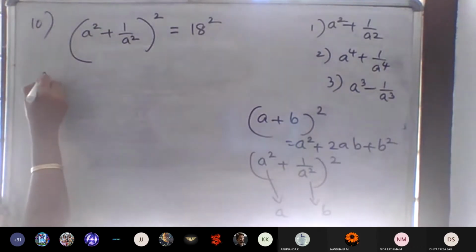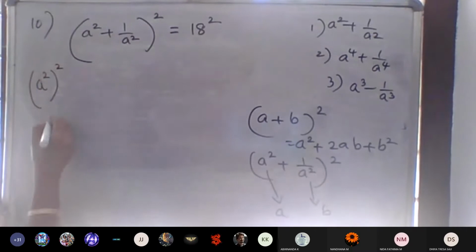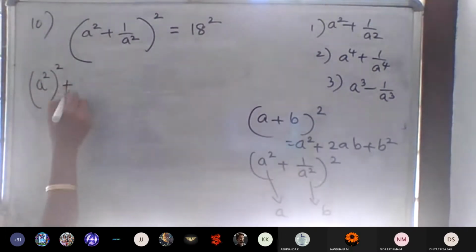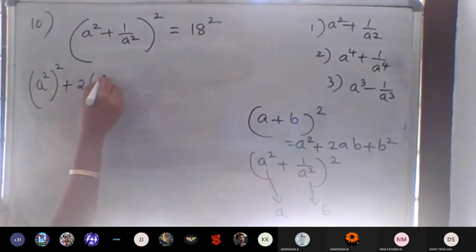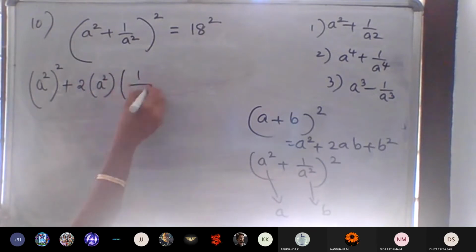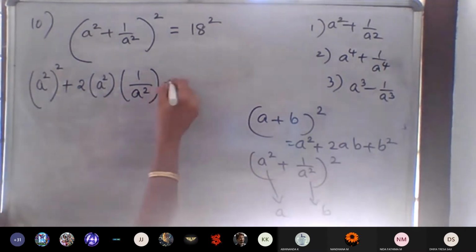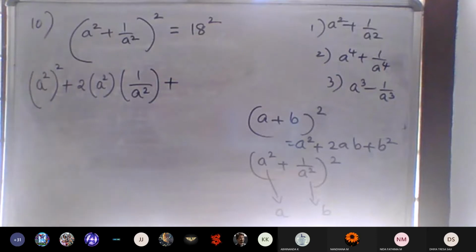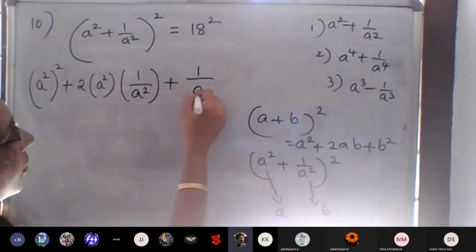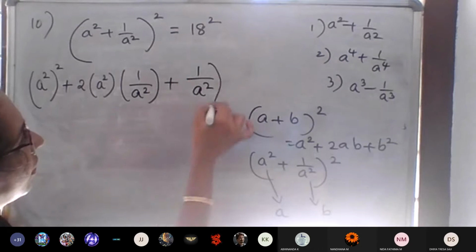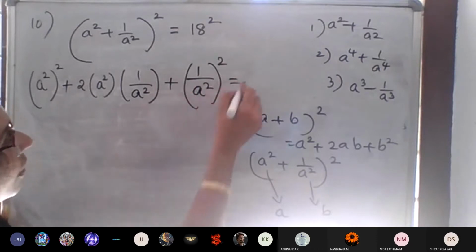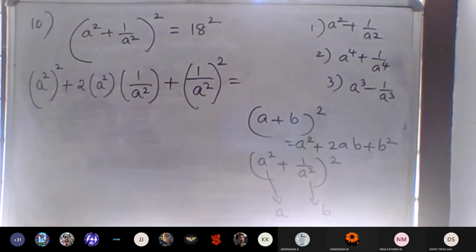A square will be a square the whole square, plus 2ab, that means 2 into a square into 1 by a square, plus b square, 1 by a square the whole square. Any doubt in this step? Anyone have any doubt? Please raise your hands.